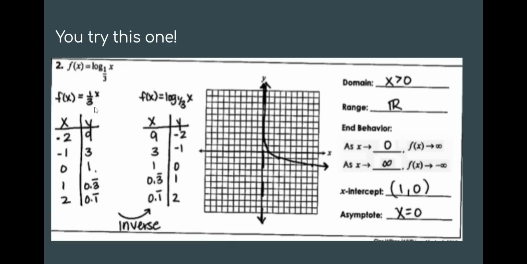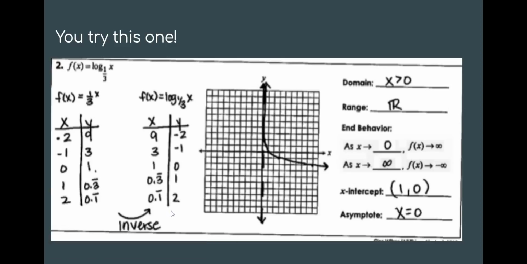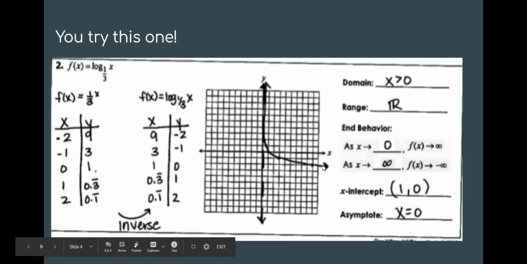The exponent of log base 1/3 of x is 1/3 to the x. So we look to see what our values are around the origin, -2 to +2. We take the inverse of that, so we know what points we're plotting. And our function looks like this.